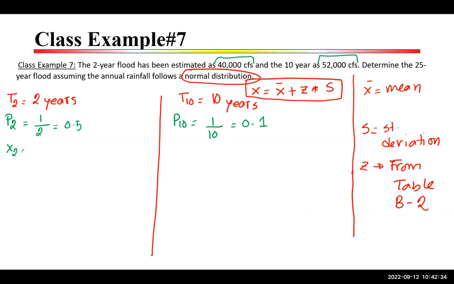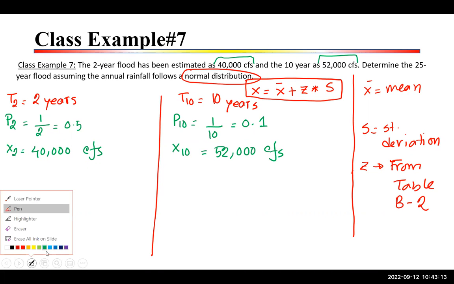Okay. Now, all the data points: X2 is 40,000 CFS, X10 is 52,000 CFS, right? Now, we have two sets of data and we still have two unknowns, the mean and standard deviation. We know that using two sets of data, we can find X bar and S. So we will try to do that. But once we do that, you will see we don't have all the values, so we need to do something else.